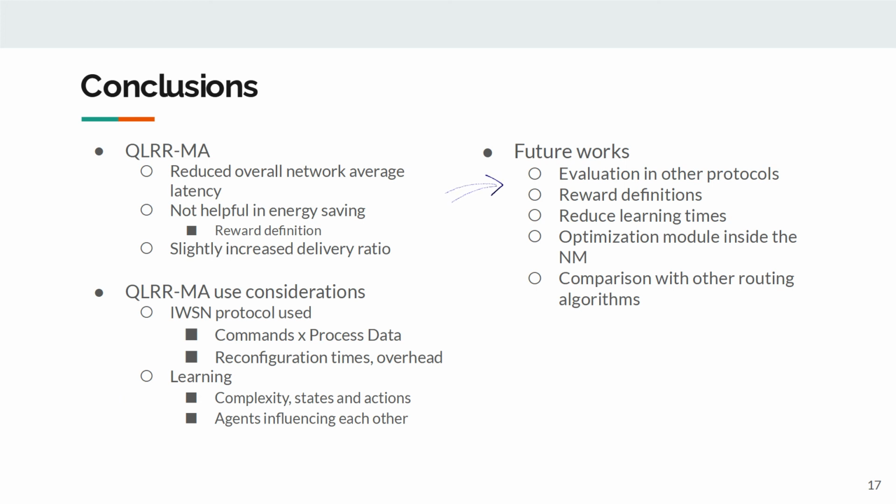Future works can focus on evaluating other protocols, testing other reward definitions, and also trying to reduce the learning times. Another relevant work would be the development of a network manager with a building optimization model, and the development and comparison with other routing algorithms would also be interesting.